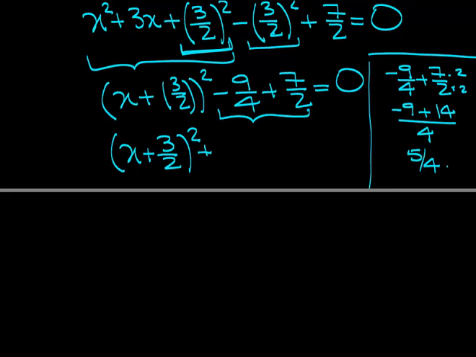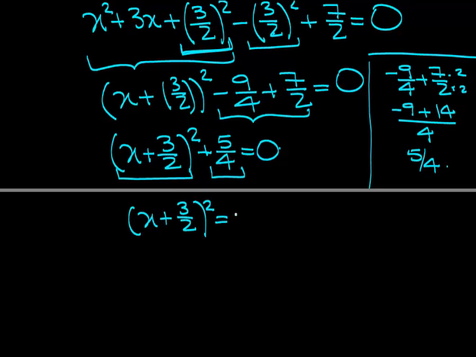So we get plus 5/4 is equal to 0. Okay. Now what does this problem look like? Well, you have a square and a number. Well, I know how to do that. Use the square root theorem, move the number over, and then we take the square roots on both sides. If you recall, we did that earlier today. So let's take the square root.